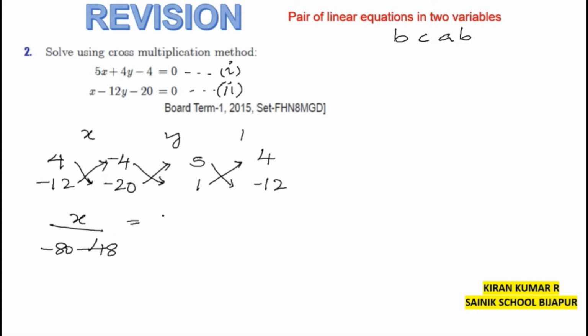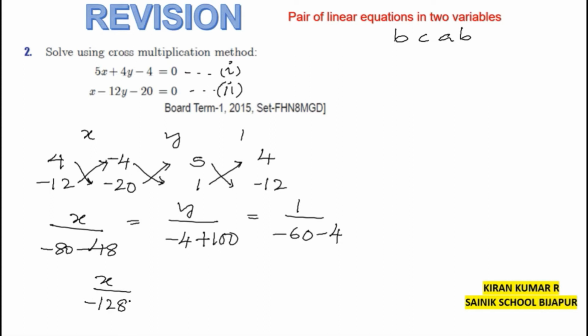Equal to y divided by minus 4, minus of minus becomes plus 100, 5 times 20 is 100, which is equal to 1 divided by minus 60 minus 4. We will be getting x divided by minus 128 equal to y divided by 96, which is equal to 1 divided by minus 64.